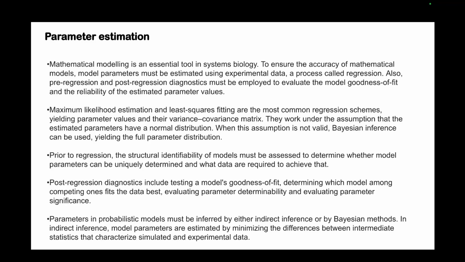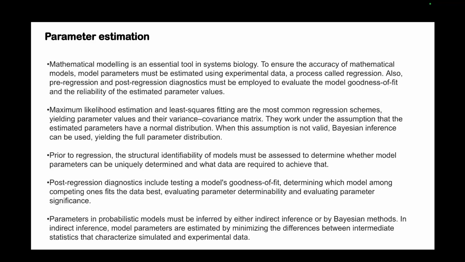These yield parameter values and the variance-covariance matrix. They work on the assumption that the estimated parameters have a normal distribution. When this assumption is not valid, Bayesian inference can be used, yielding the full parameter distribution. Parameters in probabilistic models must be inferred by either indirect inference or Bayesian methods.